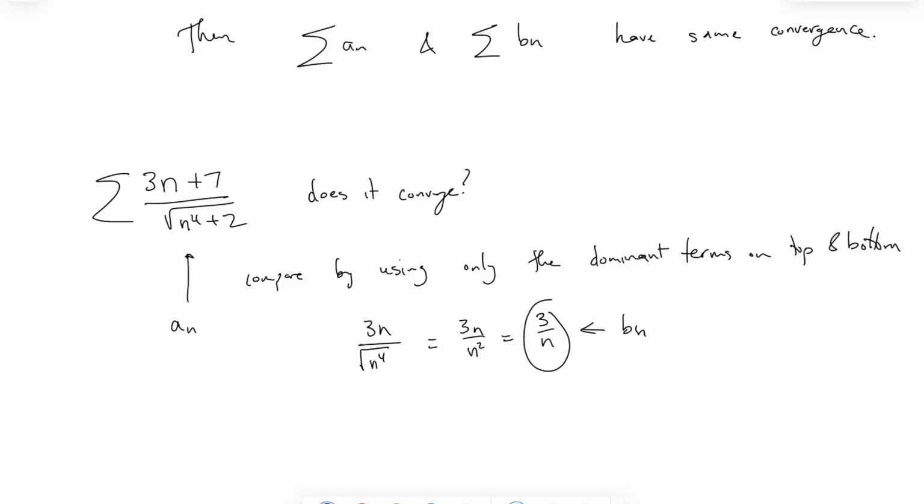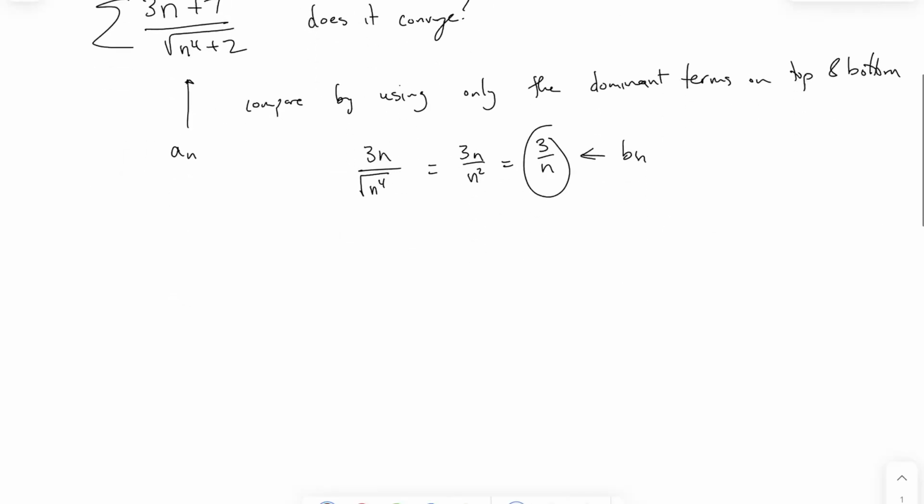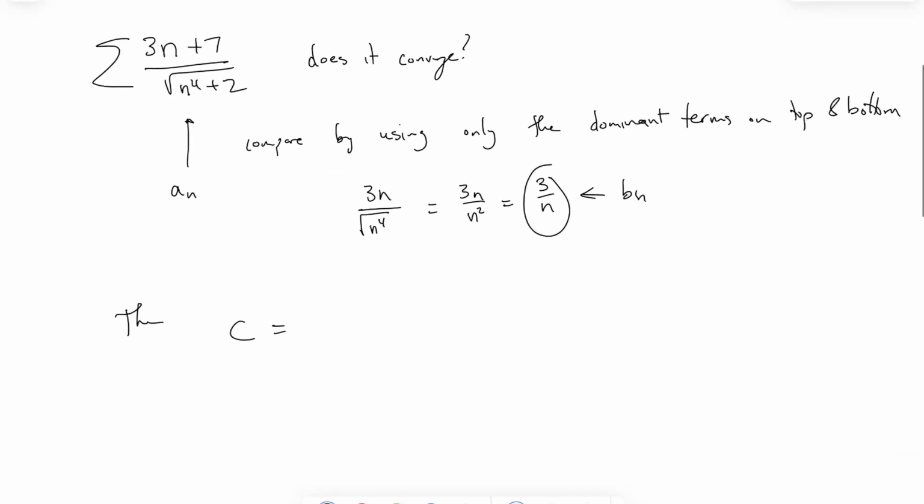All right. And if you choose the b's properly in this way, when you do the limit, you ought to get a constant which is greater than 0. That's the point of doing this comparison test. We now have to do this limit, and hopefully it exists and is greater than 0. So let's just do it then. C is the limit as n goes to infinity of a_n over b_n. And you've got to plug everything in and simplify as best as you can and take the limit.